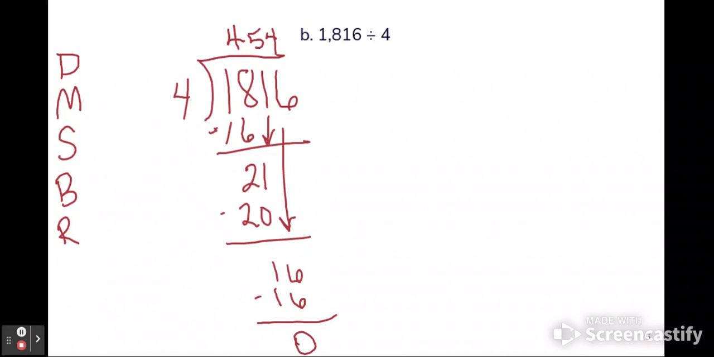As you can see from the work I just did, my quotient is 454. And I have 0 as my remainder, which means my quotient for this problem is a whole number. Check that against the work that you did.